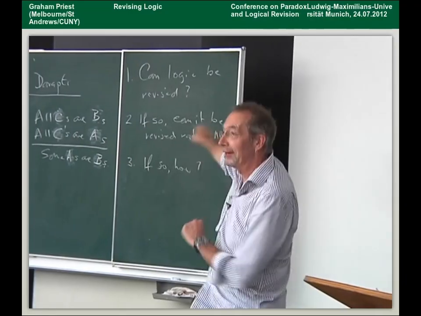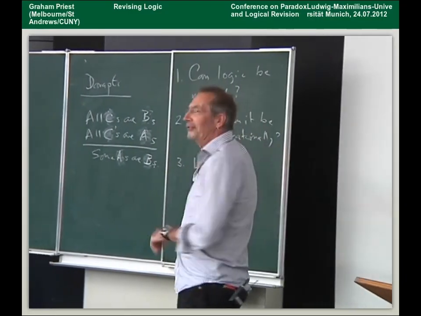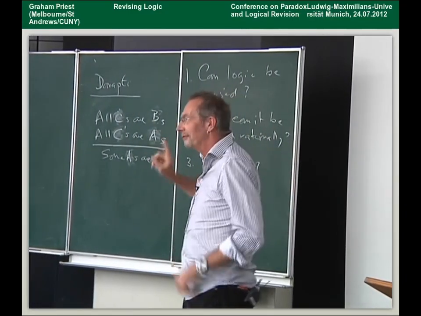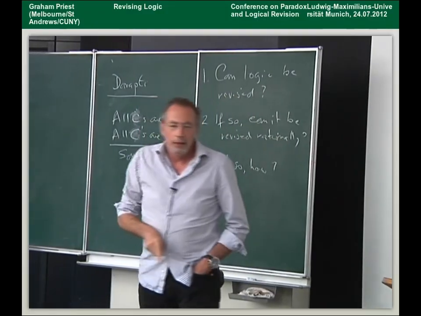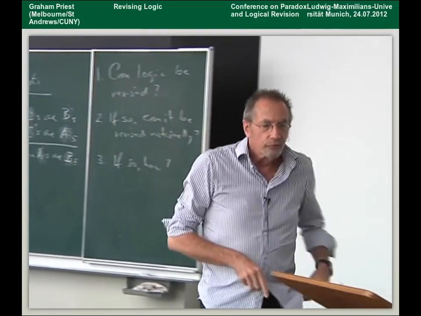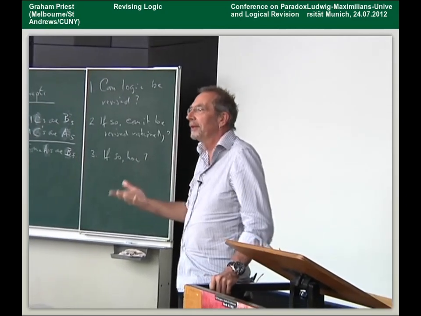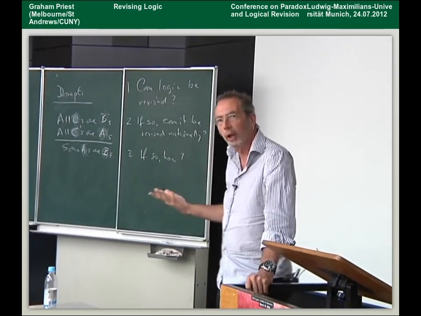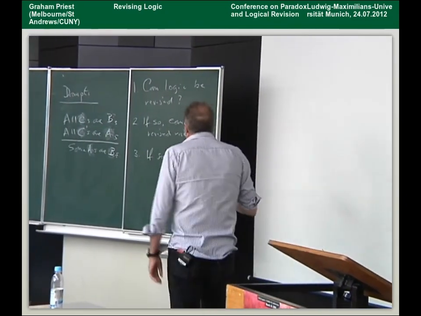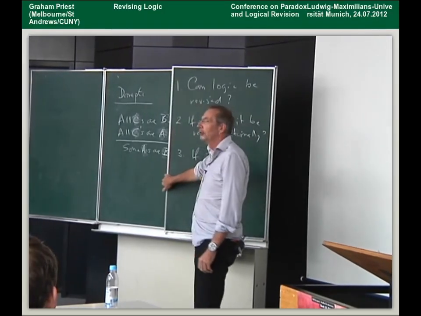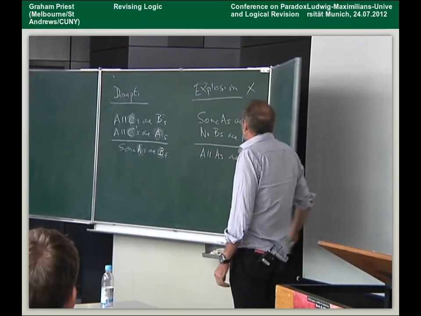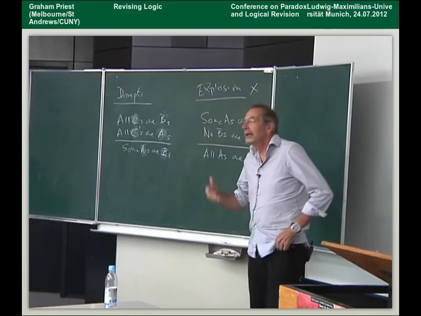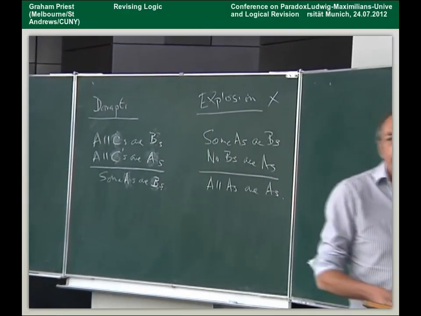Okay, so that's Darapti. And that's not valid in modern logic, but it's a valid mood of the syllogism. So that's something that people thought was valid, and we now no longer think it's valid. That's a loss. Let me give you another example. Explosion. This is inferring an arbitrary conclusion from a contradiction.